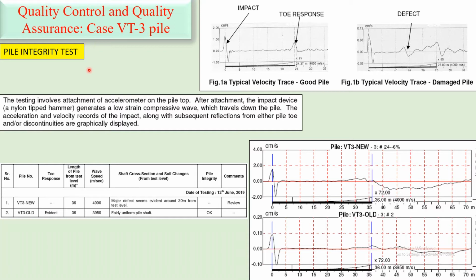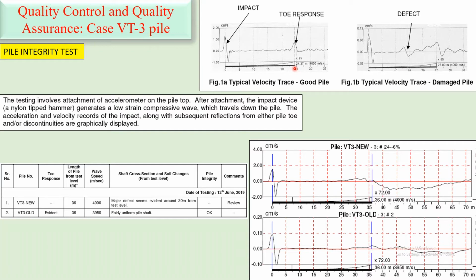It is one of the very good tools, and this test involves attachment of an accelerometer on the pile top. After attachment, the impact device, a nylon tipped hammer, generates a low strain compressive wave which travels down the pile. Acceleration and velocity records of the impact along with subsequent reflections from either pile toe or discontinuities are graphically displayed. This figure compares the good response with the poor response, a typical case. This is the depth of the pile up to 24 meter.